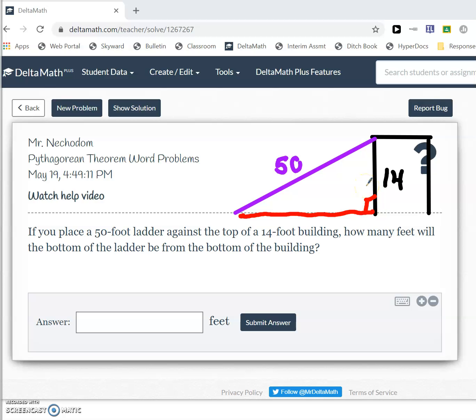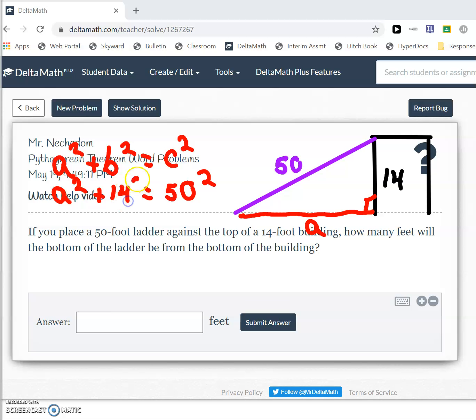So we can use the Pythagorean theorem and say, look, if this side's A, then I know A squared plus B squared has to equal C squared, where A and B are the two short sides and C is the long side. So the long side here is 50. And let's just say A squared is the unknown, and this is 14 squared. Okay. Well, just like we've done before, I need to find out how long A is.